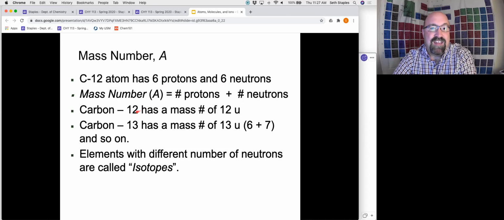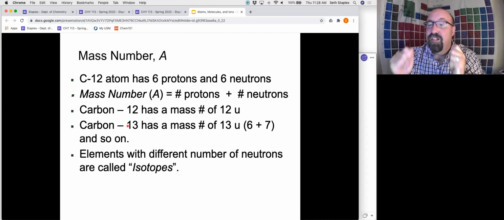And so we would say that it has a mass of 12 atomic units. And we'll talk about that mass again more in a little bit. There's also a different type of carbon with a mass number of 13. Carbon-13 is still going to have 6 protons.